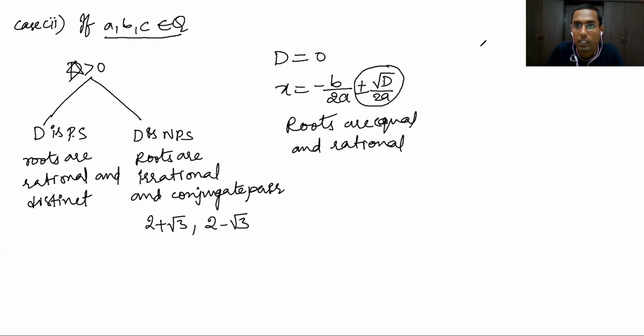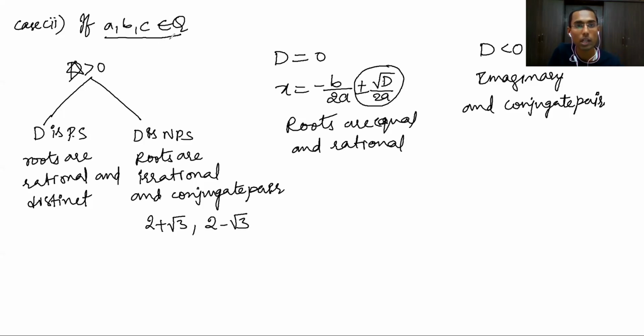And next, if d is less than 0, the roots are imaginary and a conjugate pair. So this is the case when a, b, c are rational. I showed this yesterday with an example. You can take so many examples.